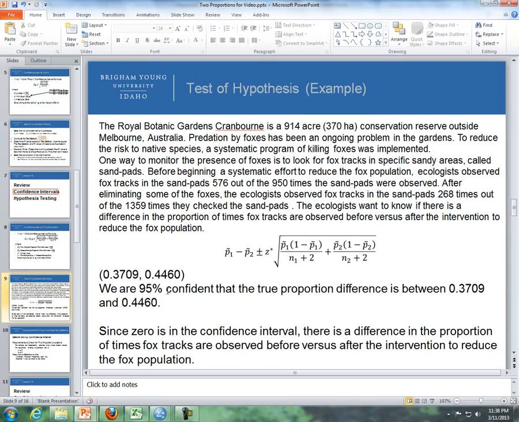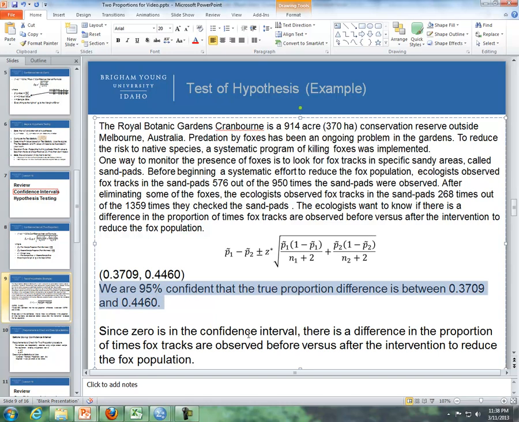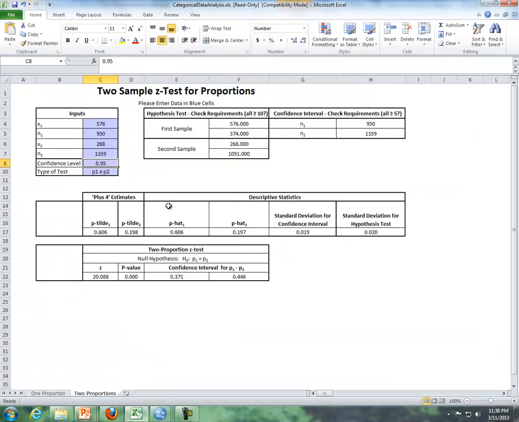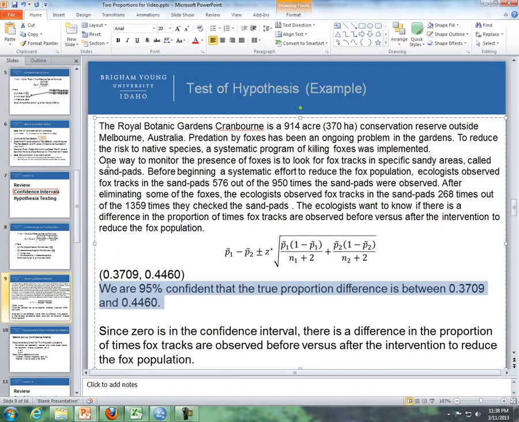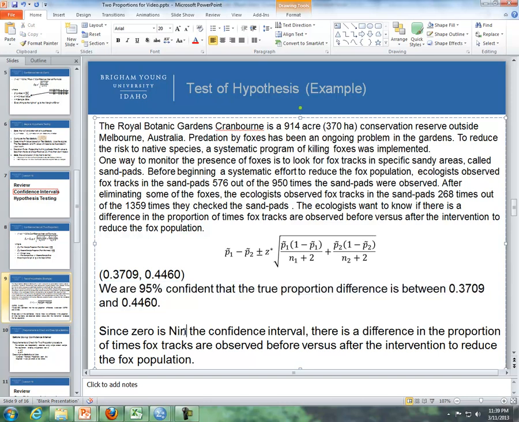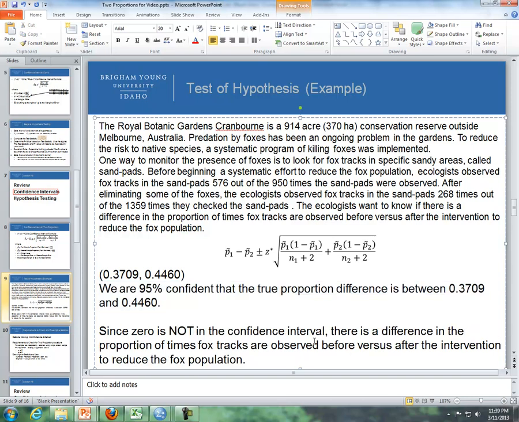We are 95% confident that the true difference between the proportions is between 0.3709 and 0.4406. One thing to mention: you can change the level of confidence. I didn't mention that earlier, but you can change it here in decimal form. I kept it at 95%. In this case, just like with independent samples as well as matched pairs, since 0 is not in the confidence interval, there is a difference in the proportion of times fox tracks are observed before versus after the intervention to reduce the fox population.